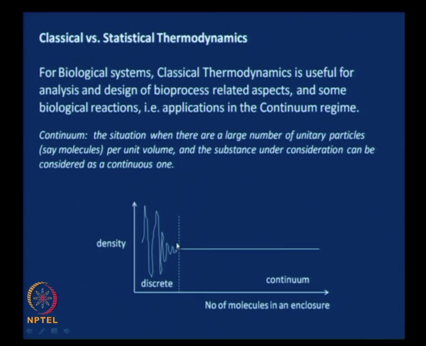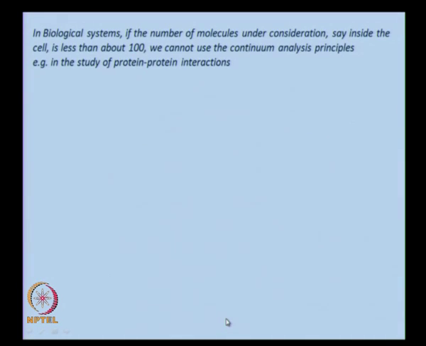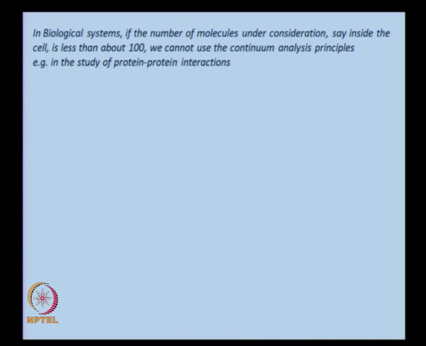After a certain point, because the number of molecules per unit volume has gone down significantly, if you take a reasonable volume the number of molecules keeps on changing, then the density will start fluctuating, and as you go lower and lower the fluctuations will become higher and higher. This becomes a discrete case: a continuum case and a discrete case. The principles that are developed in this course will be applicable only for the continuum regime. By a rule of thumb in biological systems, if the number of molecules under consideration, say inside a cell, is more than 100, we can still use the continuum principles, whereas if it goes below 100 we cannot use these principles.